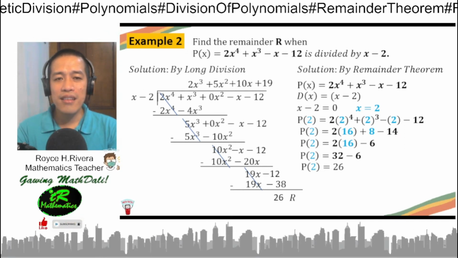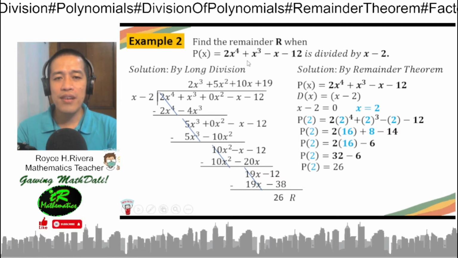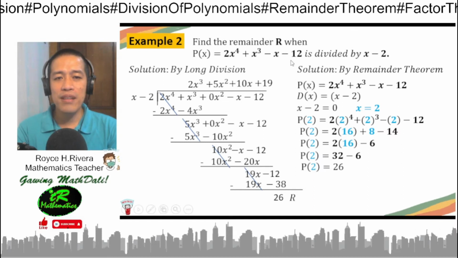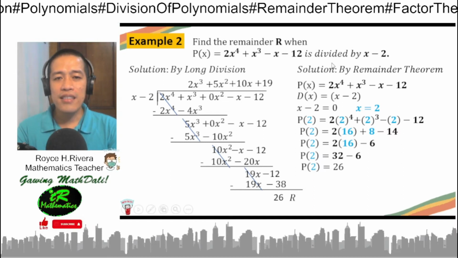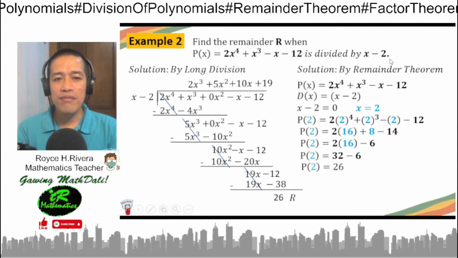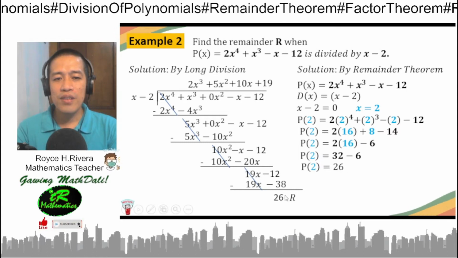So the remainder, when the polynomial 2x raised to 4 plus x raised to 3 minus x minus 12 is divided by x minus 2, we will obtain a remainder of 26.